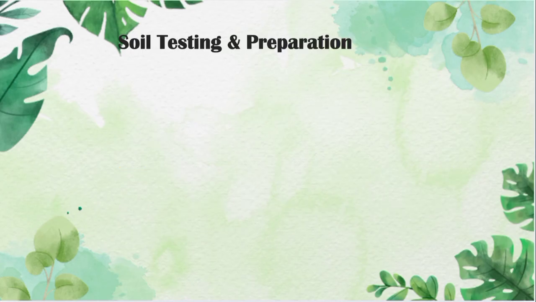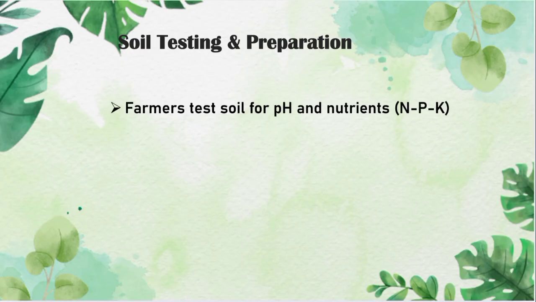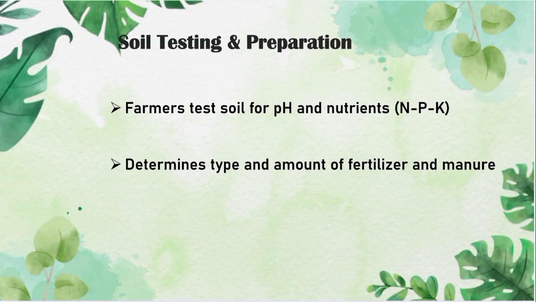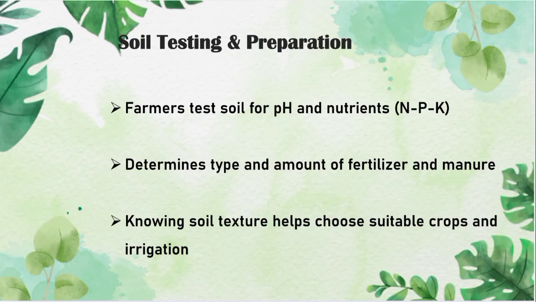Soil testing and preparation. Farmers test the soil for pH and essential nutrients, NPK. This helps determine the type and amount of fertilizer and manure required. Knowing soil texture also helps in choosing the right crops and irrigation methods.